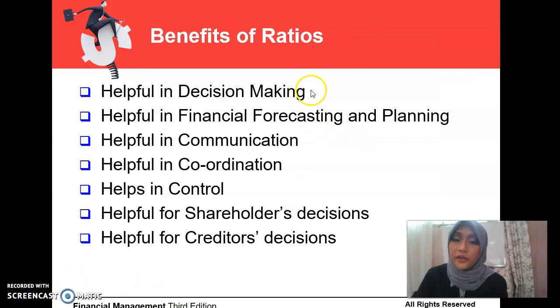Okay, what is the benefit of ratio? First of all, it is very useful in making a decision. After you calculate the financial ratio, you can determine what the firm has to do in order to increase the profitability or increase the liquidity. It is also helpful in financial forecasting, communication, coordination, control, and also helps in shareholder decision as well as creditor decision, meaning to say that the supplier can determine whether the firm has a strong ability to pay, from the creditor perspective.